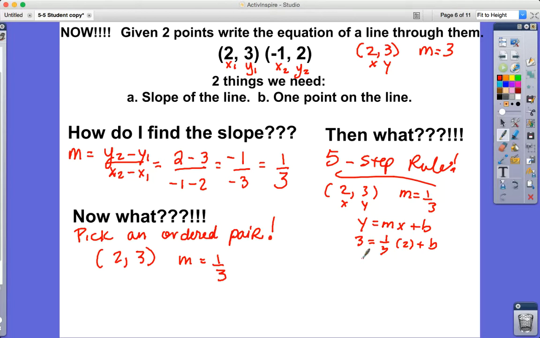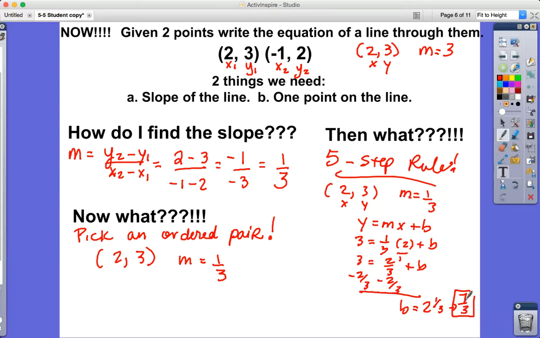I knew you knew. Solve for b. So you get 3 is equal to, put this over 1. 1 times 2 is 2. 2/3 plus b. Solve for b by subtracting 2/3 from both sides. So b is equal to 2 1/3. But we rewrite this as an improper fraction. 3 times 2 is 6 plus 1 is 7. 7/3.